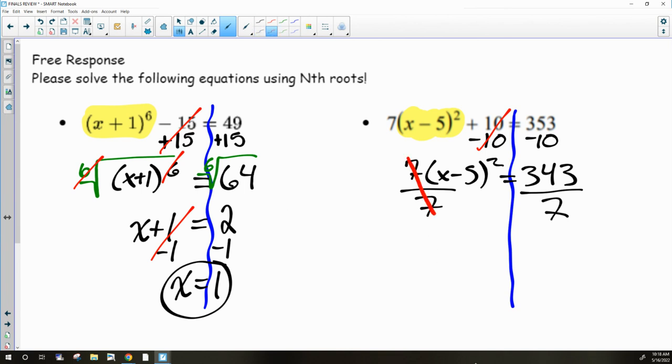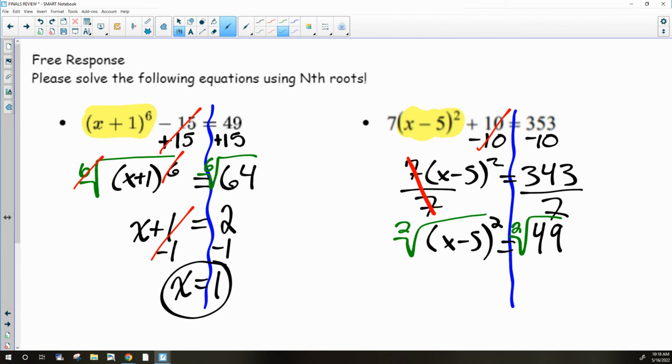7 divided by 7 is 1, so they're gone. On the right side, 243 divided by 7, 49. Now that exponent is by itself, we have x minus 5 to the power of 2. So the only way we're going to be able to move the 5 or the x is to get rid of that exponent. So what type of root gets rid of a second power? Yep, a second root. Sometimes we call it a square root. Fancy name for it, but it's just a second root.